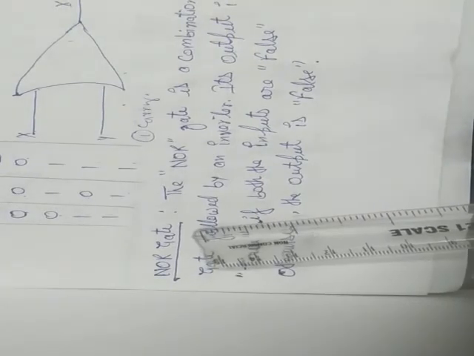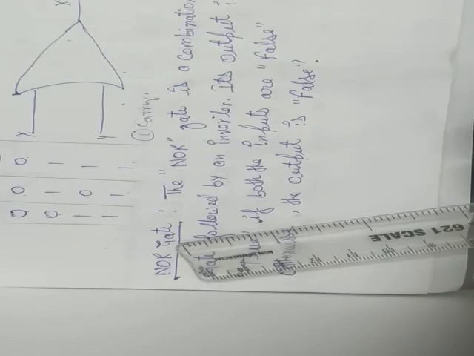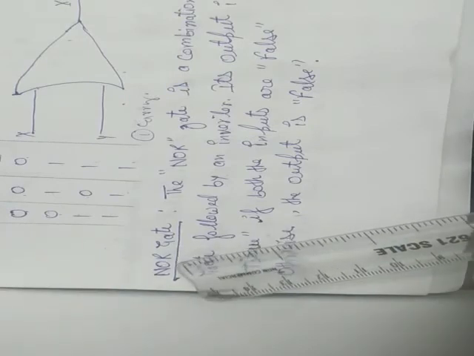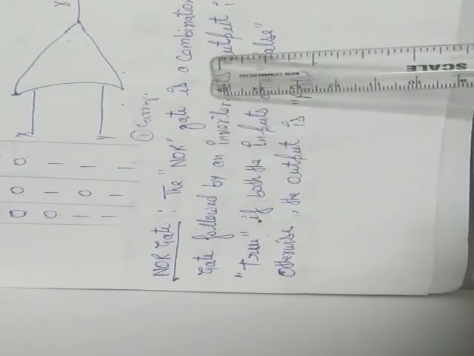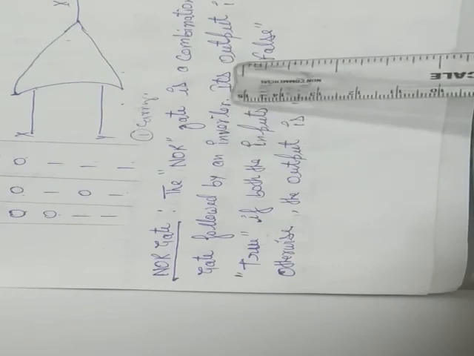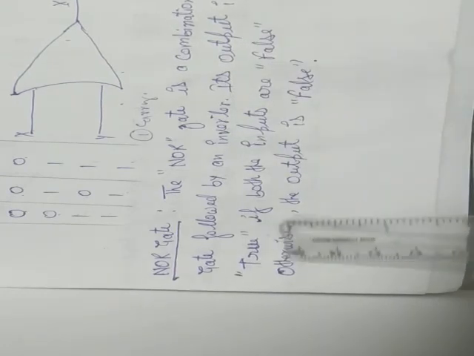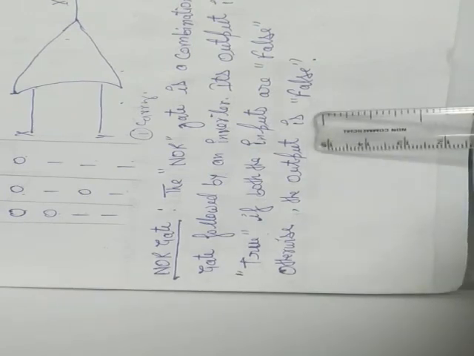Next is your NOR gate. The NOR gate is a combination of two gates, NOT and OR. So this is the combination of an OR gate followed by an inverter, a NOT gate. Its output is true if both the inputs are false. Otherwise, the output is false.